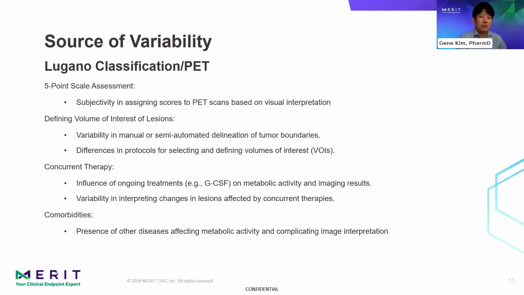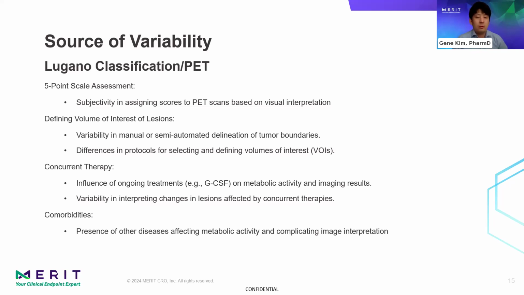And also the Lugano classifications for lymphoma, or positron emission tomography and other types of radiotracer studies, there can be multiple different issues arising as sources of variability. One thing, for the main assessment type for the Lugano, is the 5-point scale, the Deauville. So they would guide the readers to point out which scale these hot lesions would be, depending on their intensity or the uptake on the images. So those types of scales can be one factor.